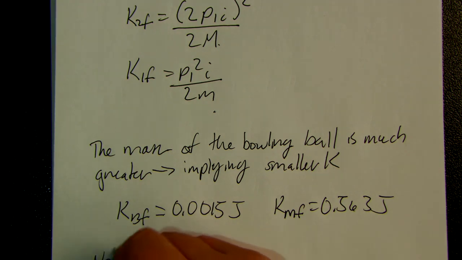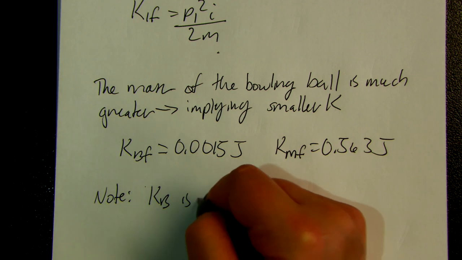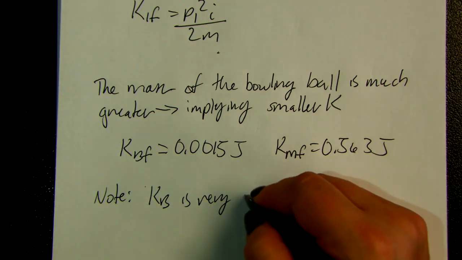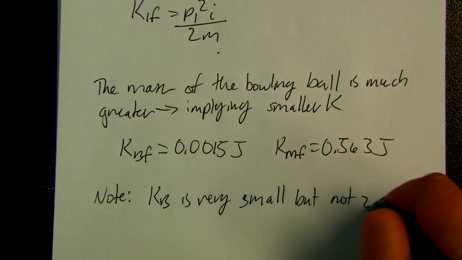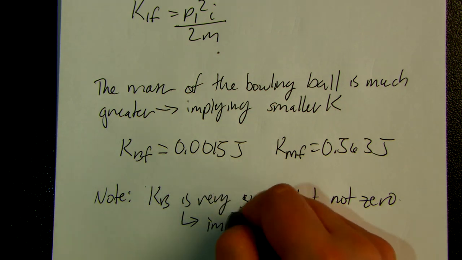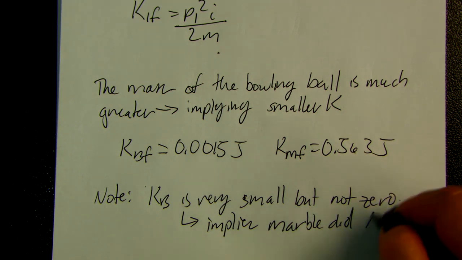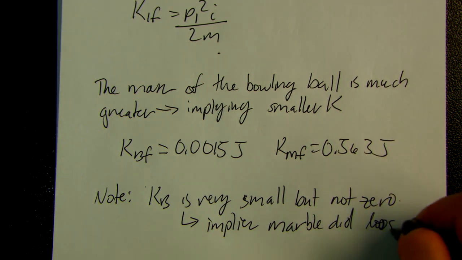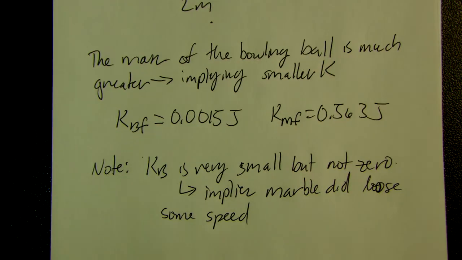So just a quick note, as you've probably already noticed, the kinetic energy of the bowling ball is very small, but not zero. And this implies the marble did lose some speed. But we know macroscopic collisions are never fully elastic, but for all intents and purposes, this was good enough. Our assumption was an approximation.